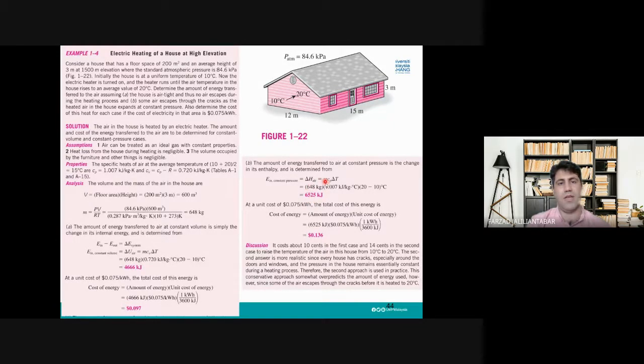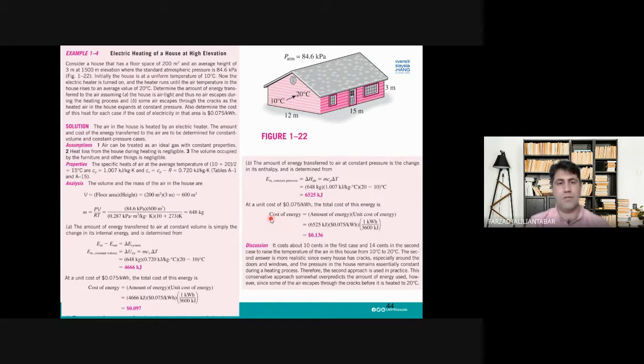6,525. If you notice in these two equations, the only difference is the specific heat. The first time, part A, constant volume, part B, constant pressure. But you can see the heat transfer amount is different. Almost 2,000 something is the difference between the amount of heat transfer in part A and in part B. So in part B, due to leakage, we have more heat transfer.